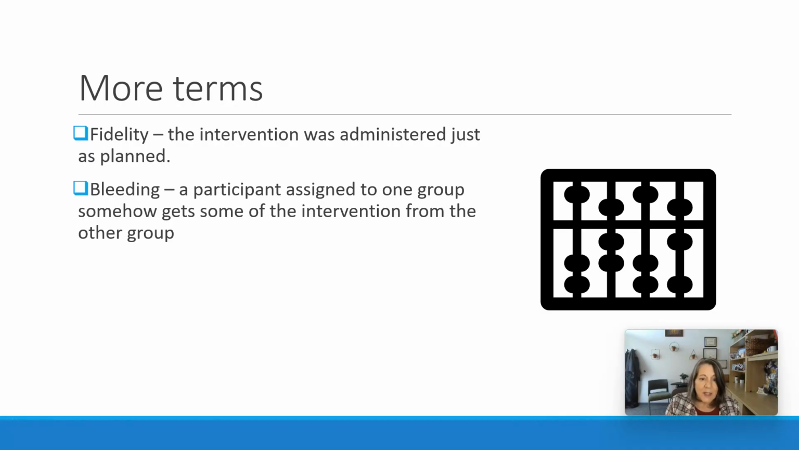Bleeding means that a participant that was assigned to one group somehow got hold of the intervention from the other group. So maybe this would be, say, someone who was in the Moderna vaccine trial went and got the Pfizer vaccine while they were on the placebo. Well, they had bleeding. They had an intervention that was not intended for the study. So that could cause some skewed results, right?